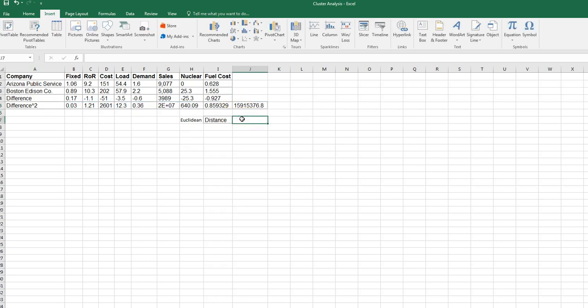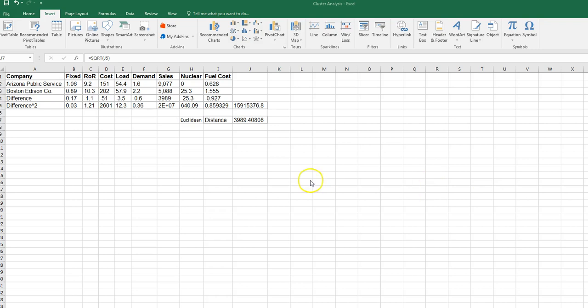Once we have the sum, getting the square root of this sum is going to give you a measure of distance between these two companies, Arizona Public Service and Boston Edison.